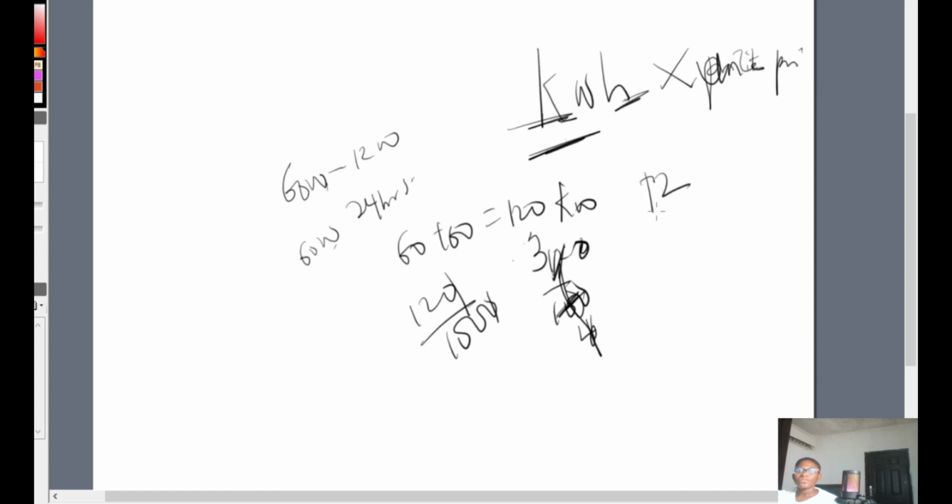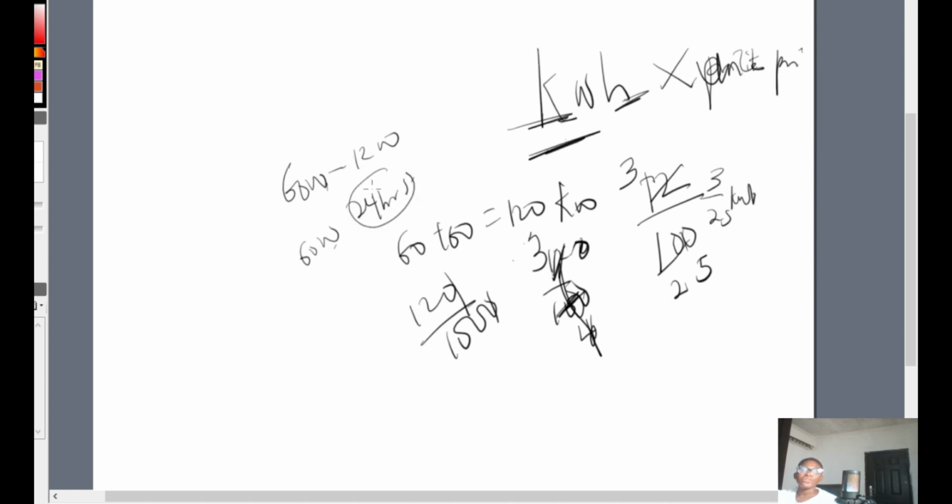We have 12 over 100. 4 over 100. We have 4 here, 3, 2, then 5. That's 25. So 3 divided by 25 kilowatts. Then this is what we now multiply by the hours.